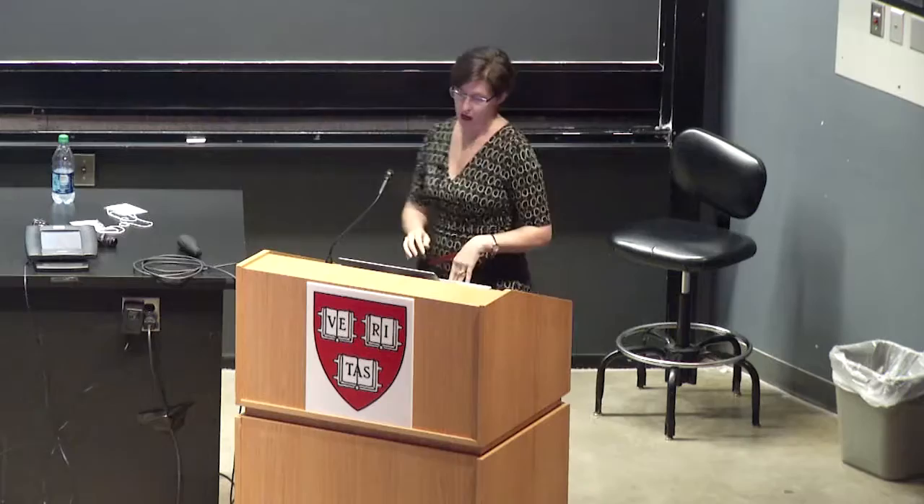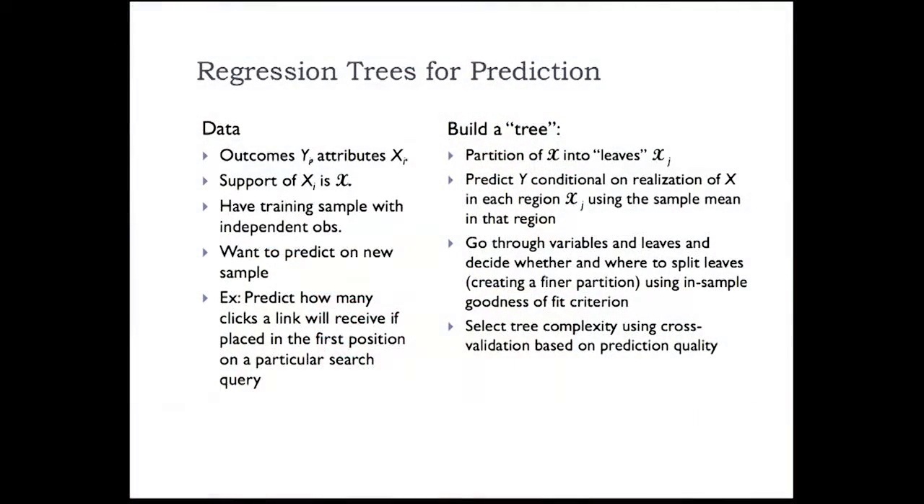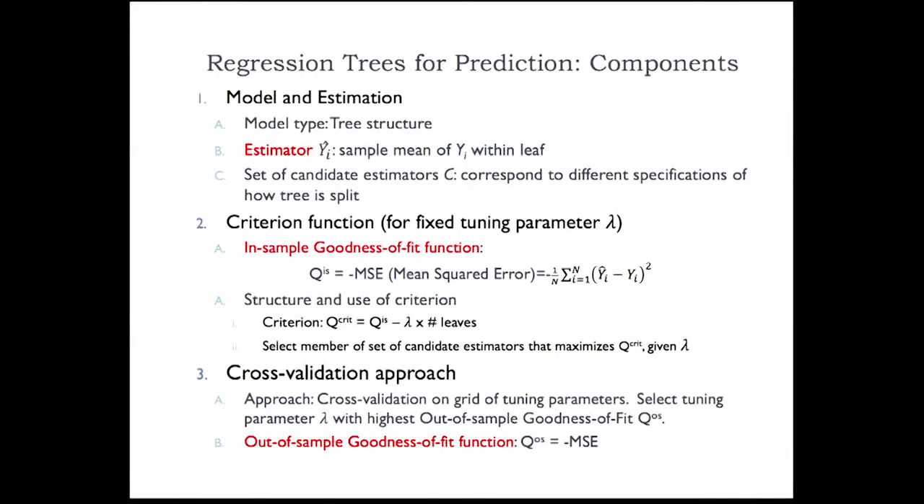Like if I see a leaf and I say this is people over 65 who live in the South, then I know exactly why my prediction is what it is. It's just the average of people like you. So it's highly interpretable. And it gives a lot of intuition. And then you select the complexity of the tree using cross-validation.